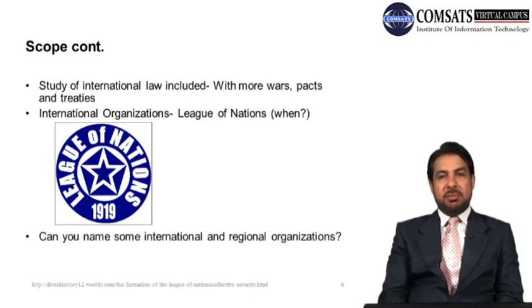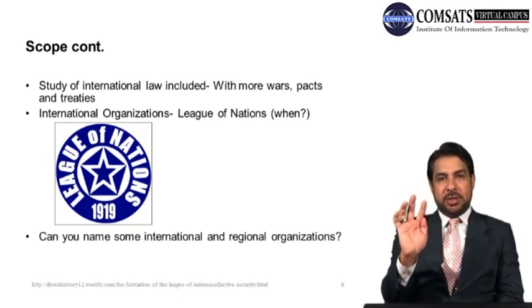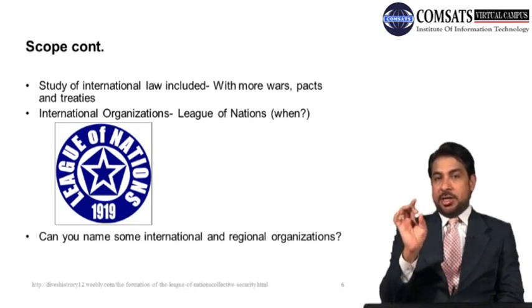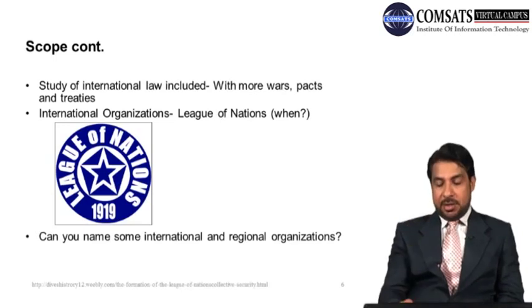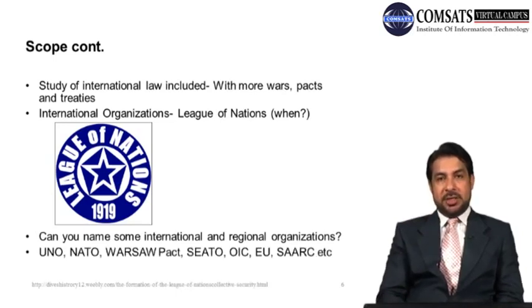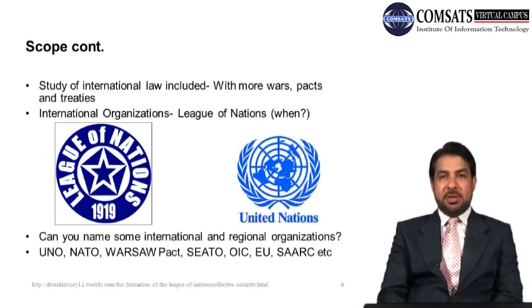Can you name some other organizations, some other international organizations or even regional organizations? I know you know a lot. So let's start. Yes, there is UN, there is OIC, there is Arab League, yes, there is SAARC, there is UNESCO, there is IMF, there are so many. And you can see the names of some others as well. You can also see the symbol of the United Nations. That is a world organization and it is striving hard for maintaining world peace.